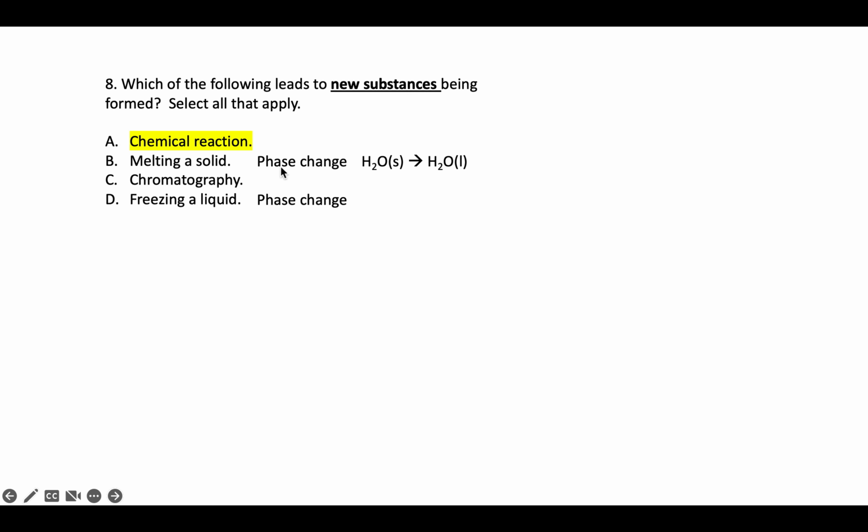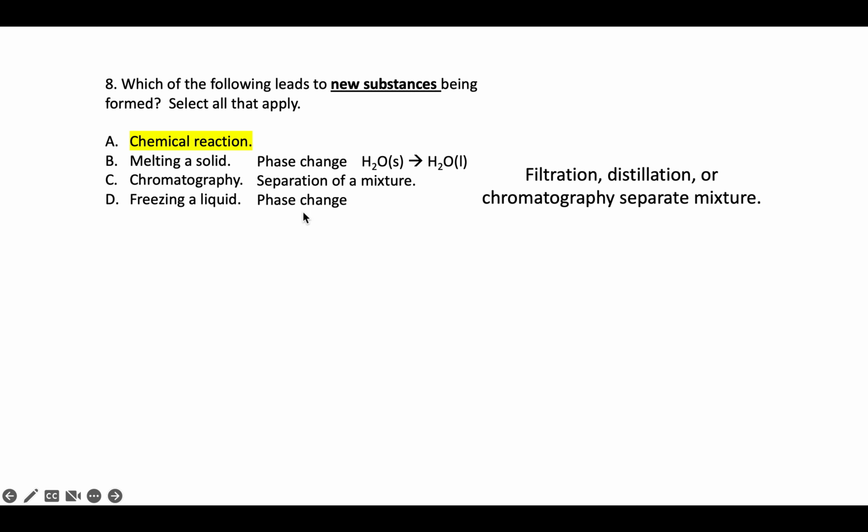Melting a solid would be a phase change, such as an ice cube becoming liquid water. Freezing a liquid, that's also a phase change. Chromatography, that's separation of a mixture. Filtration, distillation, chromatography are all ways to separate a mixture. And when we separate a mixture, we're not making a new substance, we're just separating out the ones that are there from each other.